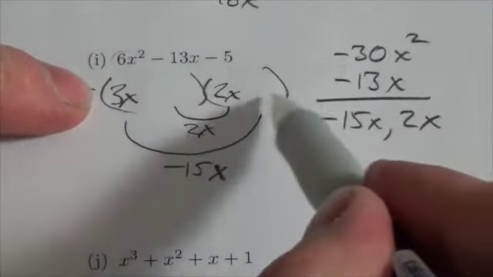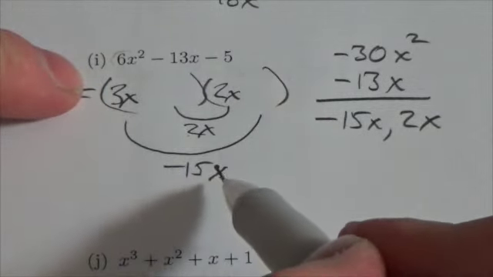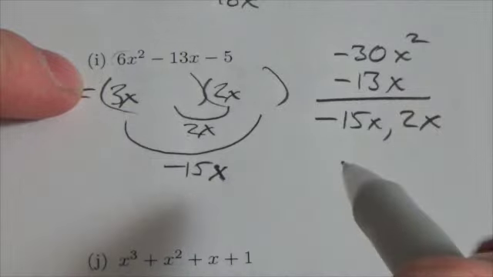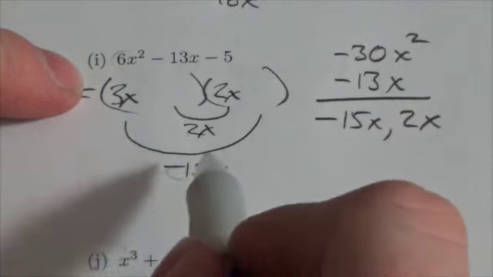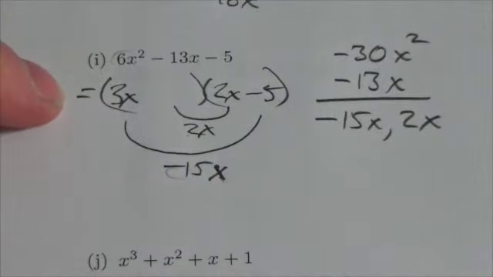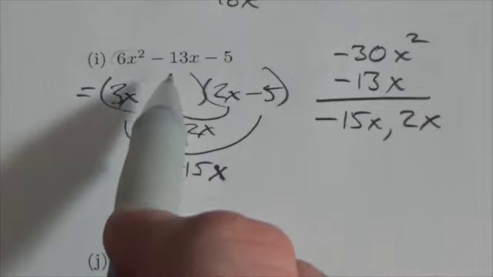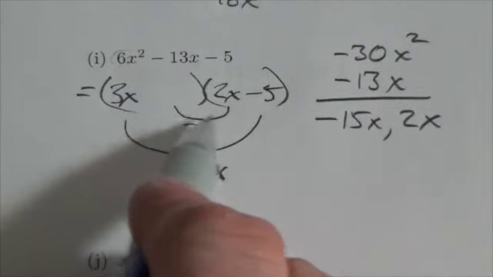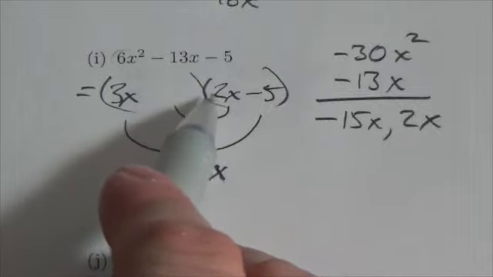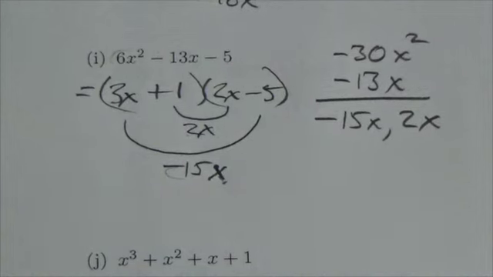The 3x multiplied by the last term here, their product has to be negative 15x. Well, there's the x, that's got that dealt with. There's the 3. So to get the negative 15, this has to be negative 5. The product of the first term in the second binomial and the last term in the first binomial, their product has to be 2x. Well, there's 2x, which means this one over here, it just has to be 1. And then that's the factored form of that expression.